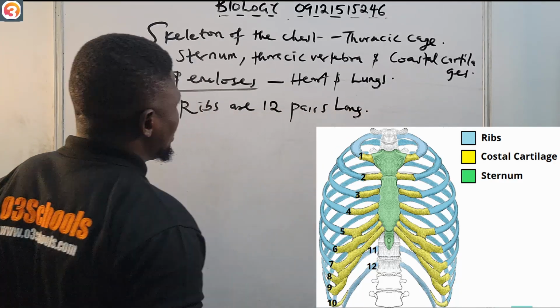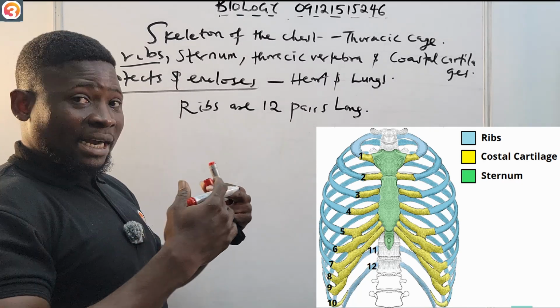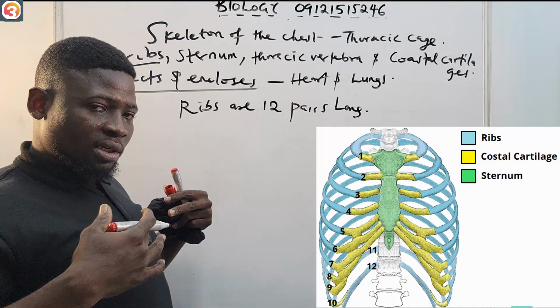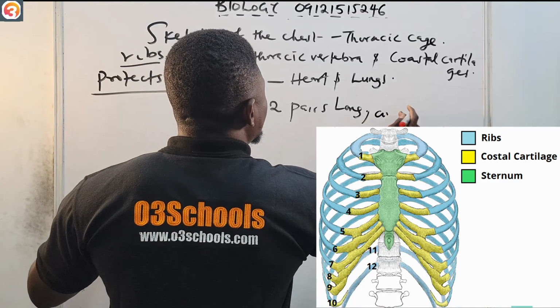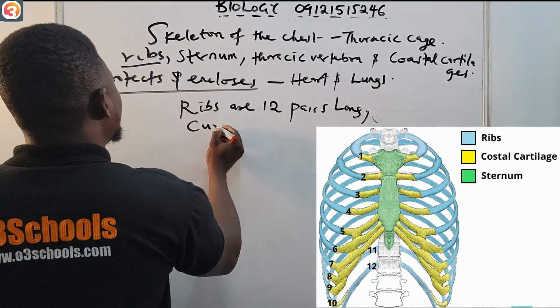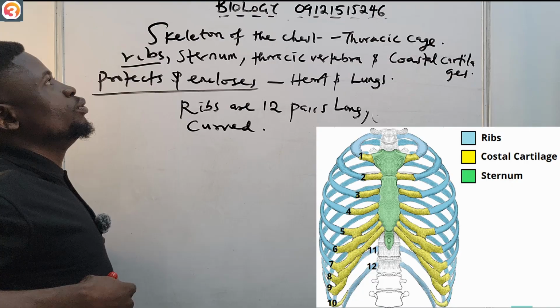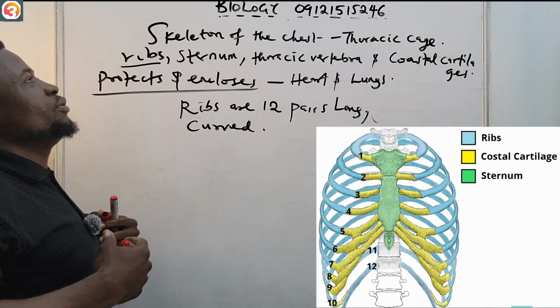Ribs are 12 pairs long, and they are curved bones. That's why, if you look at the thoracic cage I'm showing you right now, you see the bones are curved. They are curved bones that are attached to the thoracic vertebra.